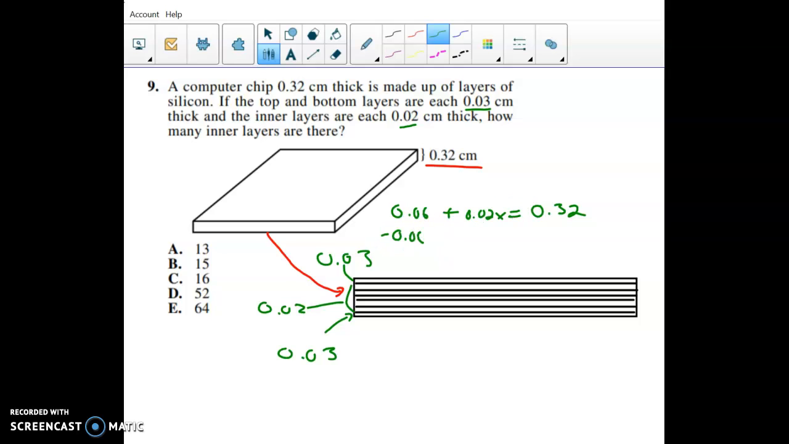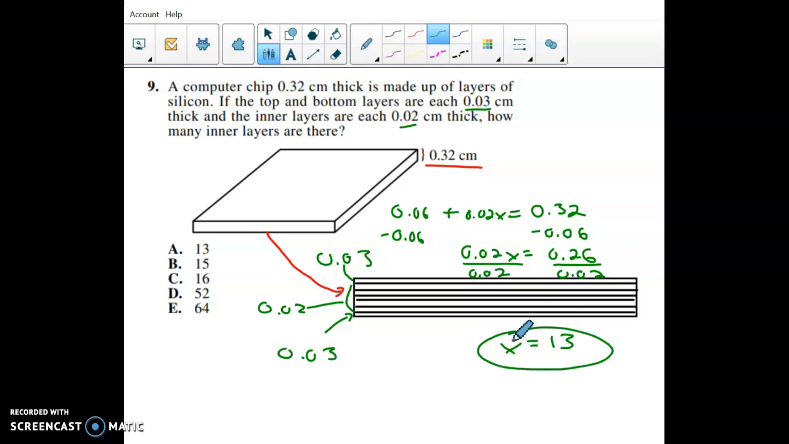So I'm going to take away the top and bottom layers, which are 600ths. So now I have 200ths x equals, minus that, that would be 26, I think. I did that right. And now just divide it by 0.02. And I think we would get 13 layers would be the right answer. Divide 2600ths by 200ths, you will get 13. So there'd be 13 of these 200ths layers in between the top and bottom layer.